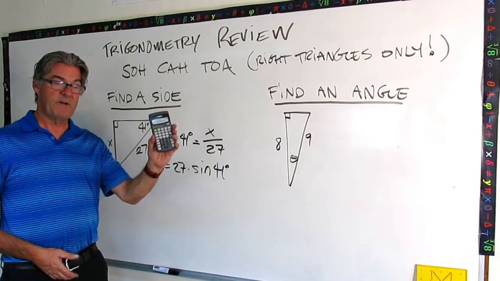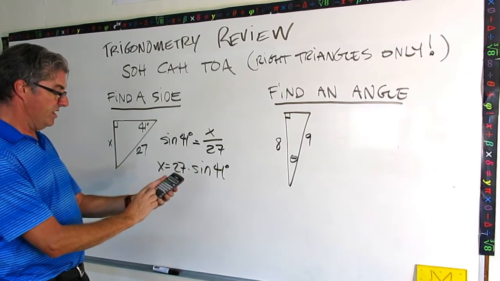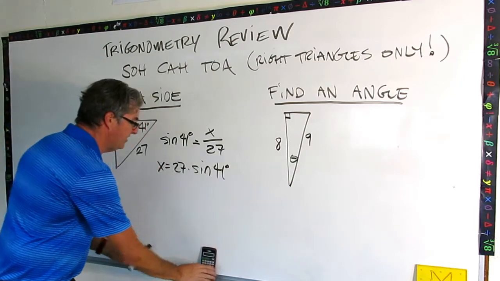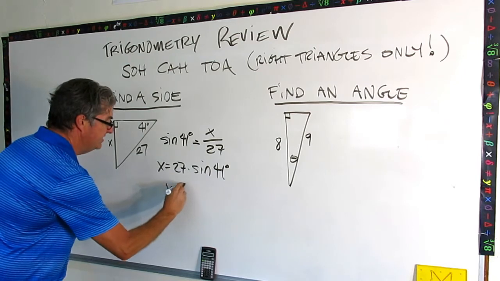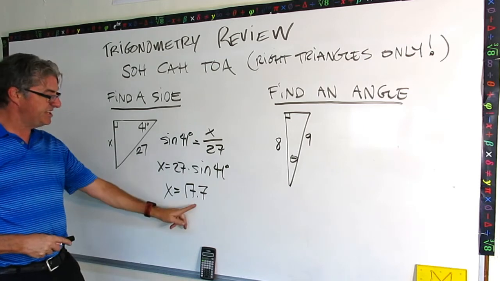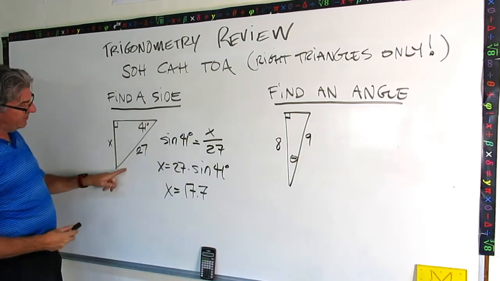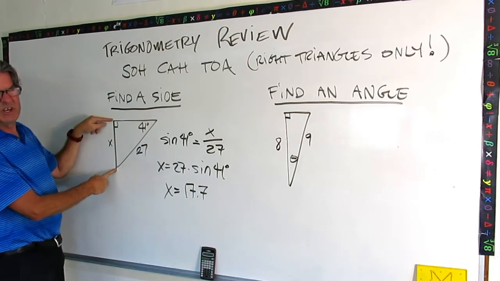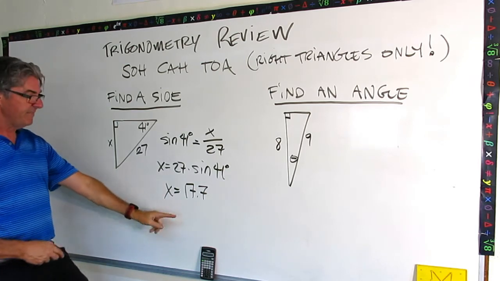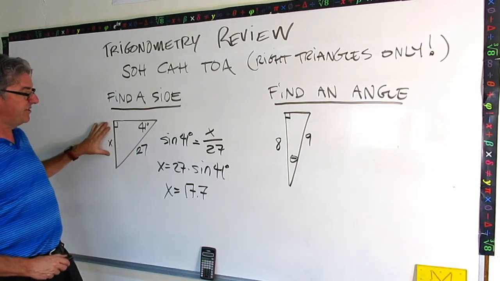Okay, now I have my calculator and I can just punch this in. 27 times 41 sine equals 17.7. So this side is 17.7. Now, there's a step you can do now. Is this answer reasonable for the diagram? And yeah, I think it is. If that's 27, it makes sense that that could be 17.7. It's shorter, but not a whole lot shorter, so that makes sense. Do a reasonableness check. If I got like 325, something's wrong, because there's no way x could be 325.